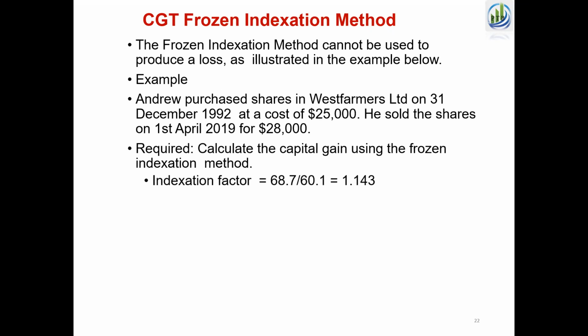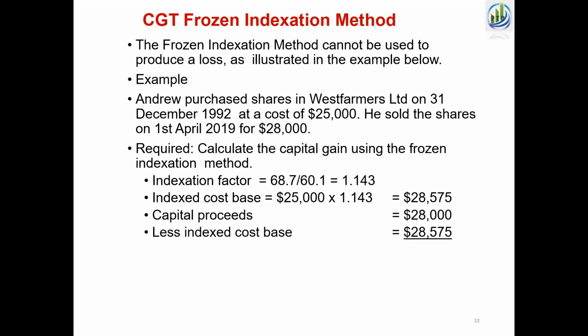You want to calculate the indexation factor. What is the purchase date? 31st of December 1992, which is 60.1. And this is sold now, always 68.7, right? So divide that one, 1.143. So your cost base will be 25,000 times 1.143. How much is it? 28,575. So how much is the capital proceeds? 28,000. How much is the indexed cost base? 28,575. So here a loss, right?